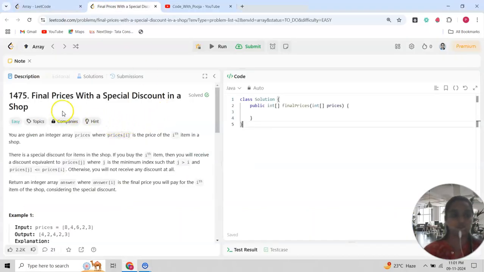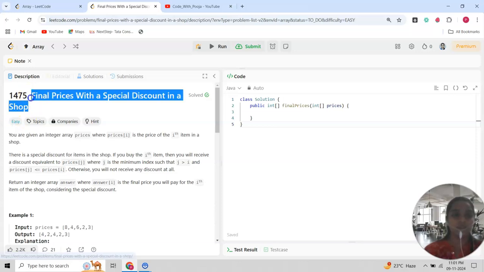Today's question is from LeetCode, question number 1475, an easy level question, and the title is Final Price with a Special Discount in a Shop.